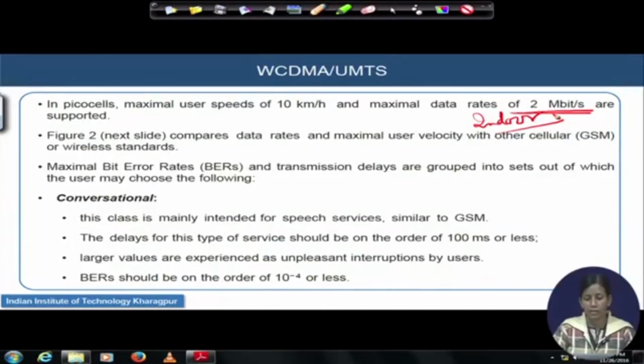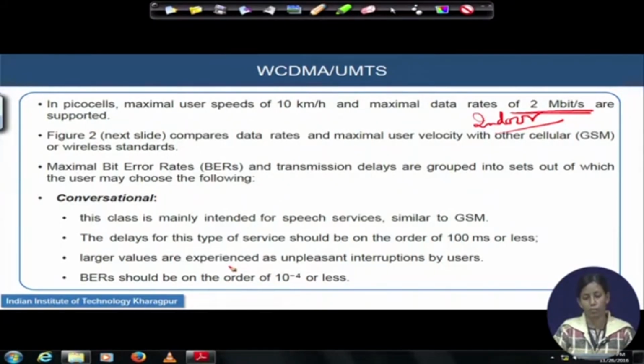In the next slide we will compare the data rate promised by UMTS with all other existing communication systems, for example the landline, the Wi-Fi, the GSM, and some other proposals that came up under the umbrella of 3G communications. And the maximal bit error rate and the transmission delay were grouped together, so there is an option in the specification where, based on different configurations, you can choose a different operation mode as a user.